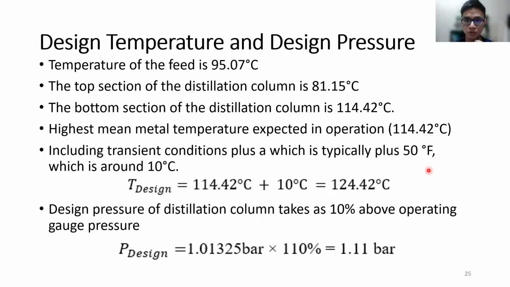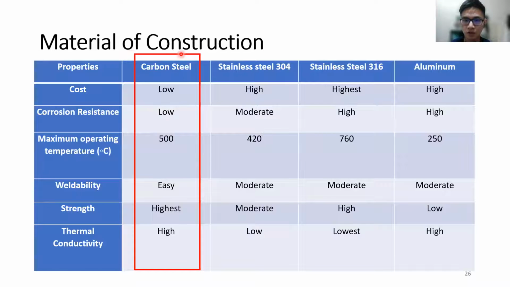and including the transition condition, which is 10 degrees Celsius, the design temperature is calculated as 124.42 degrees Celsius, while the design pressure of the distillation column is taken as 10% above the operating gauge pressure, which is 1.11 bar. For material construction, the choice of material depends on the construction of the unit operation, to ensure the operation is maintained at its highest efficiency. The guidelines for choosing the material depend on cost, corrosion resistance, maximum operating temperature, and so on. In short, carbon steel is suitable to be selected as the construction material of the distillation column.